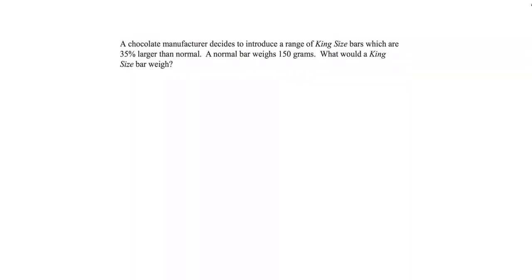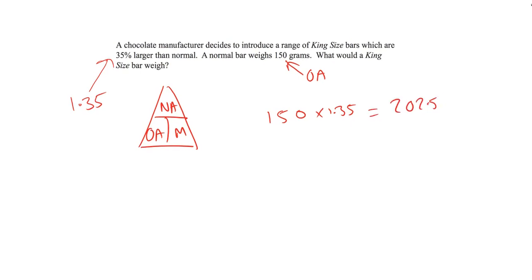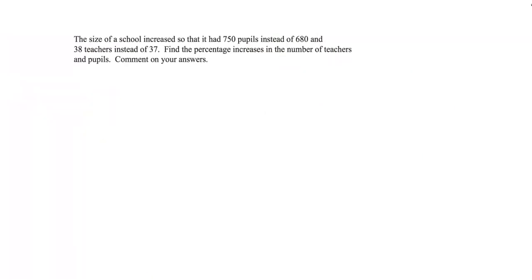Next question. A chocolate manufacturer decides to introduce a range of king-size bars which are 35% larger than normal. The normal bar weighs 150 grams. What's the king-size bar going to be? Well, this is a straightforward question. Let's just work this out. We'll do the same method though. Original amount, multiplier, new amount. This time we're trying to find the new amount. We have got the original amount is 150. We can see the multiplier, which is 1.35. So we're going to need to do 150 times 1.35. So let's quickly jump on a calculator and work that out. That is going to be 202.5 grams. We're done.